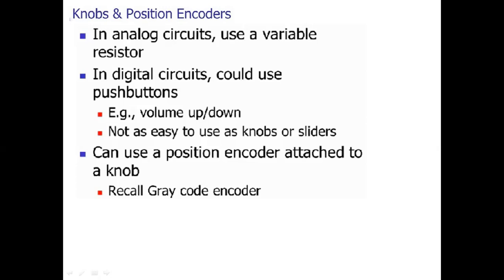So we have a position encoder attached to the knob, and this is basically an incremental encoder. We have seen these knobs where we rotate clockwise to increase a parameter, or rotate anti-clockwise to decrease the parameter, say for example voltage or frequency.